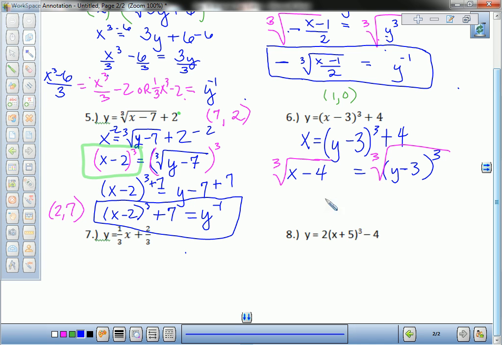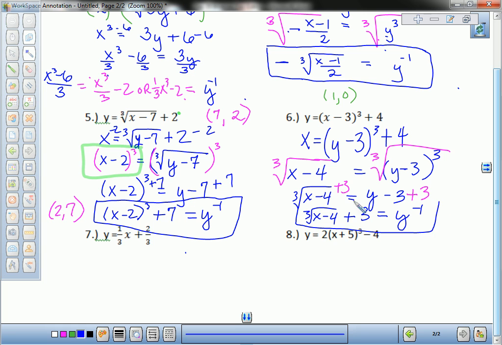To where on the left side, those two things get grouped together under the radical. And on the right side, the cube and the cube root cancel and leave me y minus 3. Then we move the 3 over. Now these are under the radical, this is not. And that's our answer.